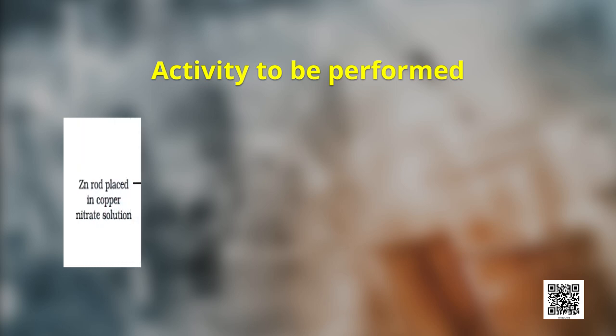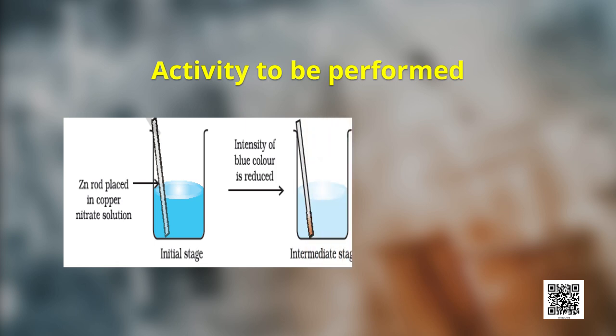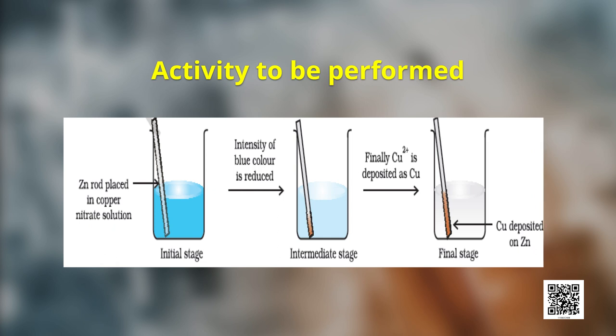Let us perform an activity. Place a strip of metallic zinc in an aqueous solution of copper nitrate for about 1 hour. You may notice that the strip becomes coated with reddish metallic copper and the blue color of the solution disappears.